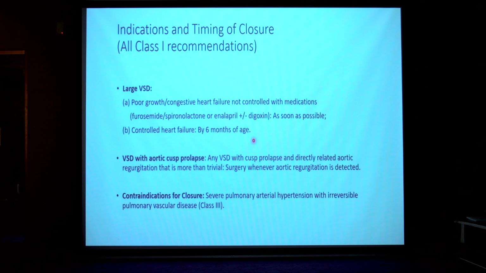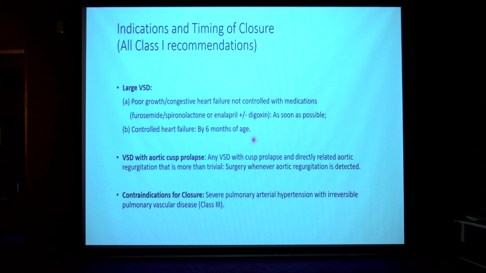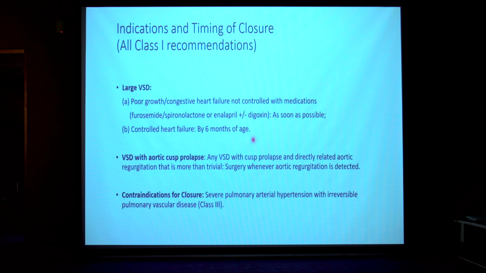So any baby with heart failure, which we are not able to control despite maximum medical management, sometimes they might go on ventilator as well, and those who have poor growth, better to plan early intervention. Whereas those who have a controlled heart failure, then you can decide about intervention electively. Maybe ideal would be about 4 to 5 months or 6 months of age.